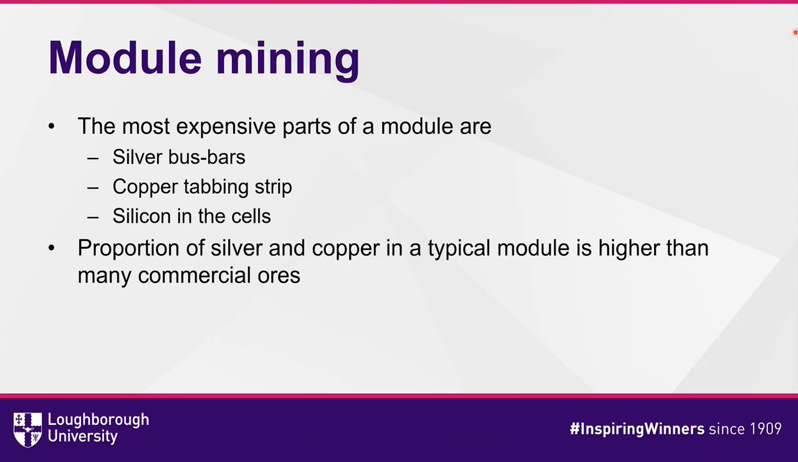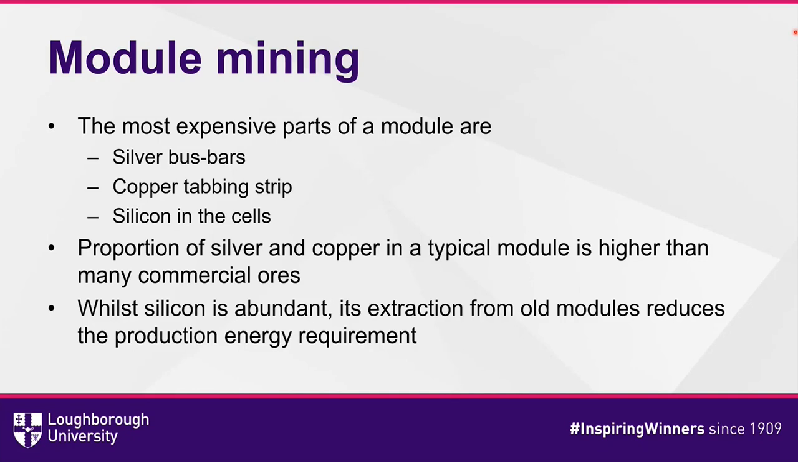It's also worth being aware that the proportion of silver and copper in a typical module is actually higher than in quite a lot of commercial ores. With silver, you're typically looking at parts per million, or parts per thousand at least, before an ore becomes commercially viable. With copper, 3% or less is often quoted, or you can go to quite a lot less than that and it can still be economic to mine. Those proportions are typically higher in a module, or can be higher, so compared with an ore, they're pretty high value material.